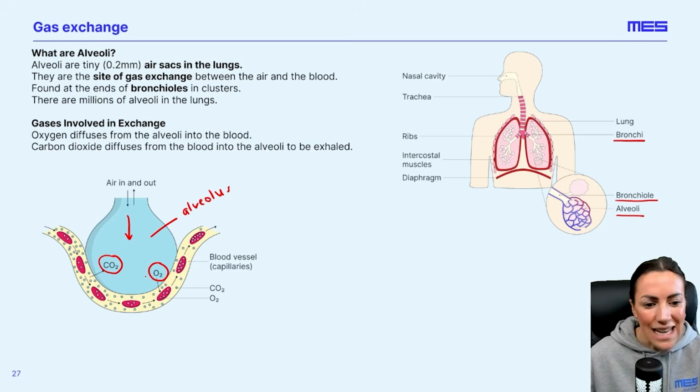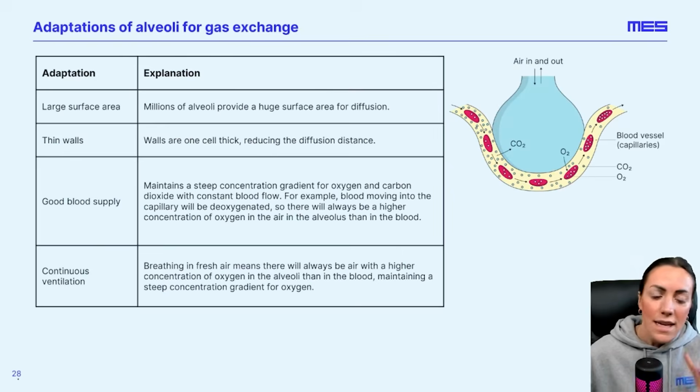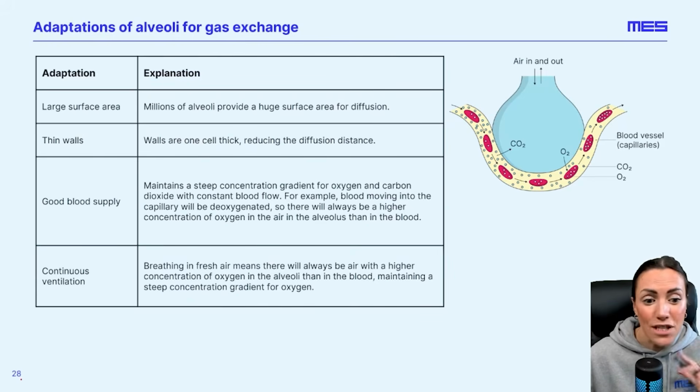Now, both of these gases are moving by diffusion. So oxygen is going from a higher concentration in the alveolus to a lower concentration in the blood. And at the same time, carbon dioxide is going from a higher concentration in the blood and diffusing to a lower concentration in the alveolus. Now, the alveoli are adapted for gas exchange to make sure the speed of diffusion is as fast as it can be so that this process is very efficient.